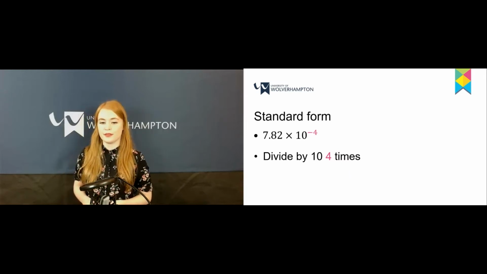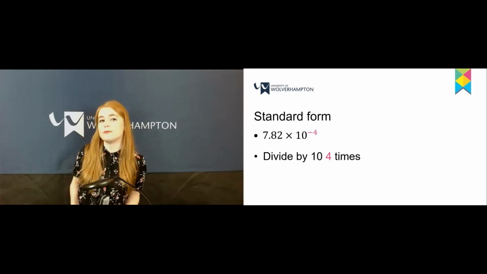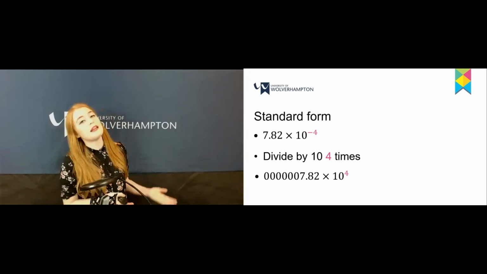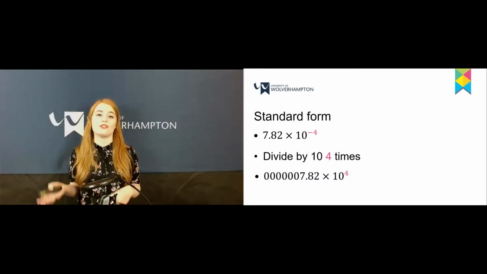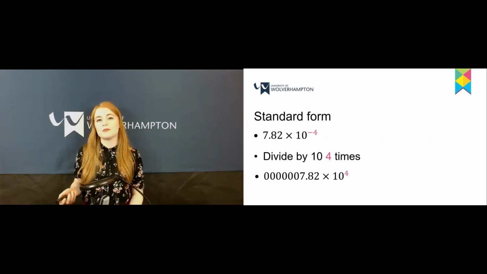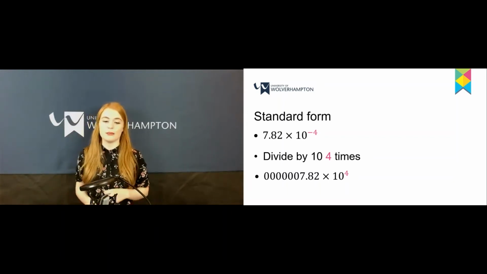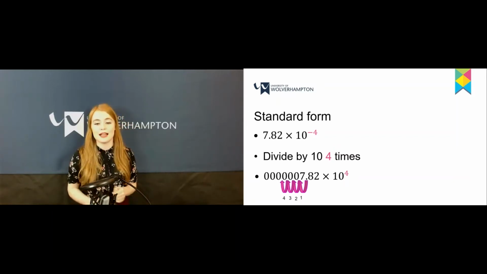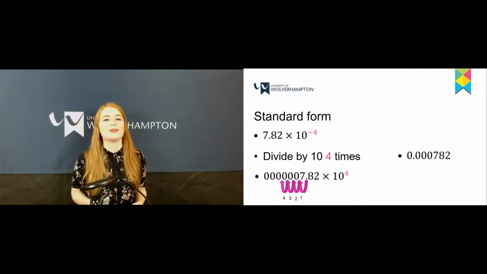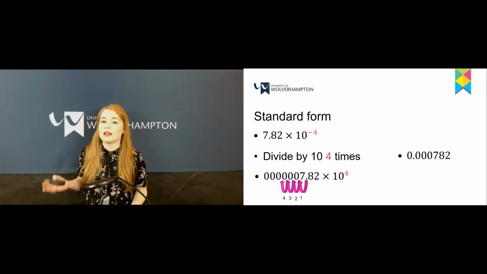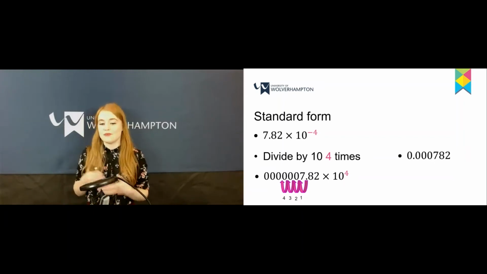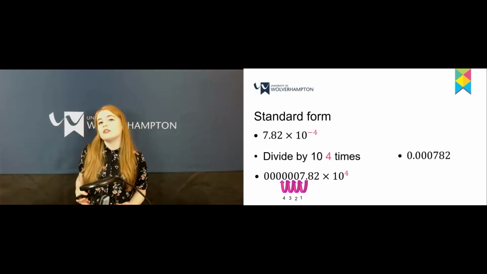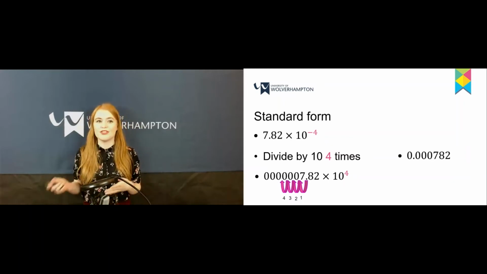78,200. And again, if it was to the negative 4, it would mean that we want to divide that number by 10 4 times. So we can have as many zeros in front of a 7 as we want, and it's not going to change the value of the number. And then we're going to move that decimal point to signify dividing by 10 4 times. So 1 jump, 2 jump, 3 jump, 4 jump. And that's where the decimal place ends up. So 0.000782. Now these will probably show up on a calculator if you just did 7.82 divided by 10 4 times. But when we get to really, really big numbers and really, really small numbers, your calculator doesn't like it. So it's really important to know how to use standard form.